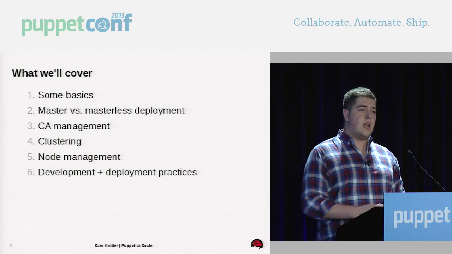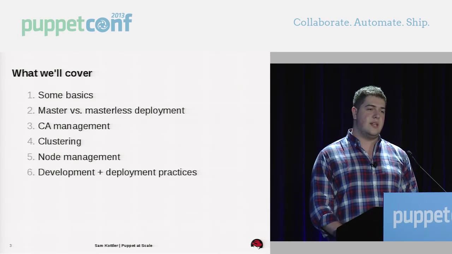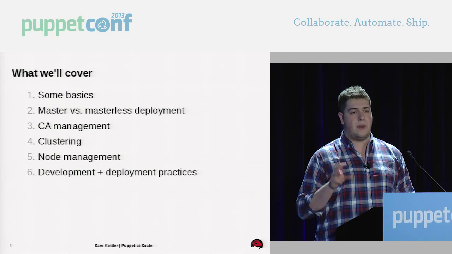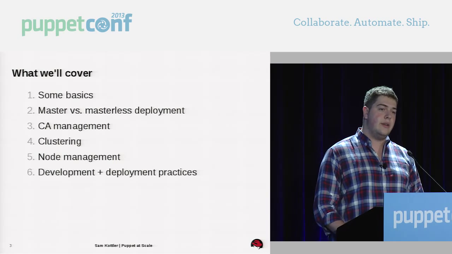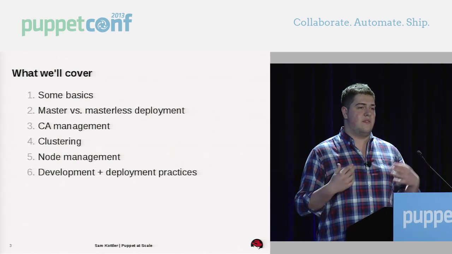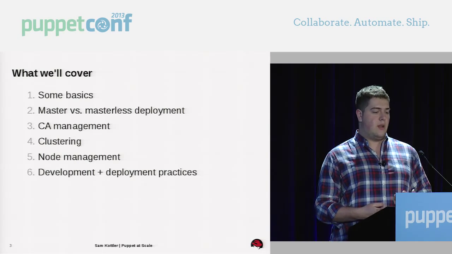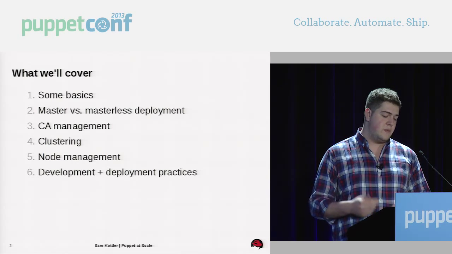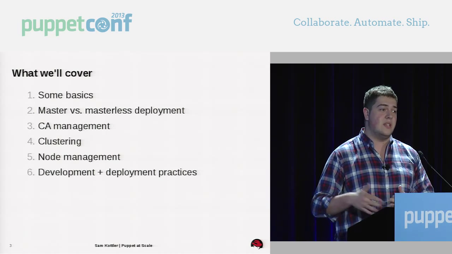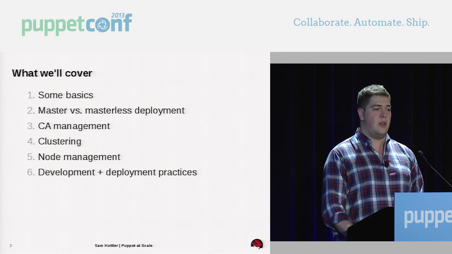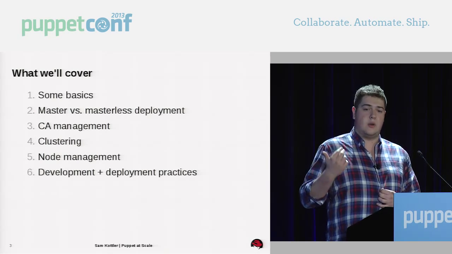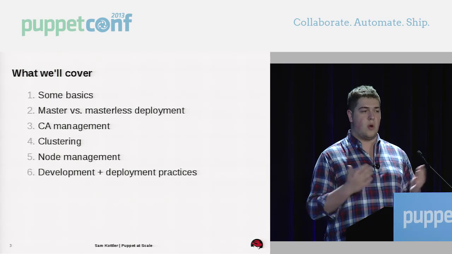So I'm going to cover a large swath of things, and it's going to be less focused on performance tuning your actual Puppet code and more focused on the infrastructure that runs it. Primarily, I'm going to be talking about mastered versus masterless deployment and the advantages of each, CA management a little bit, clustering, node management, and then development and deployment practices. I'll just touch on that at the end because I think it's a pretty important piece of the story of scaling out Puppet. So this is going to be less about the specifics of scaling a single piece of infrastructure and more about actually getting Puppet to work at large scale.